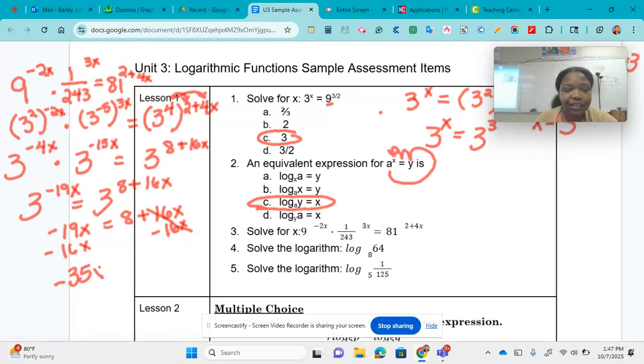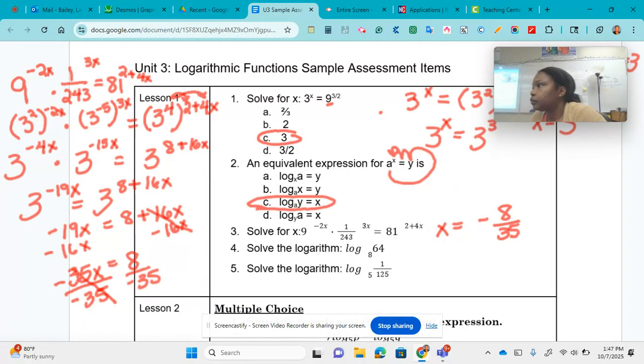Negative 35x equals 8. We still need to get the x by itself, so the last step is to divide by what? Negative 35. So our x equals negative 8 over 35. Wait, so you don't have to divide any negative 8 no matter what 35? It's going to give me a decimal. Okay.